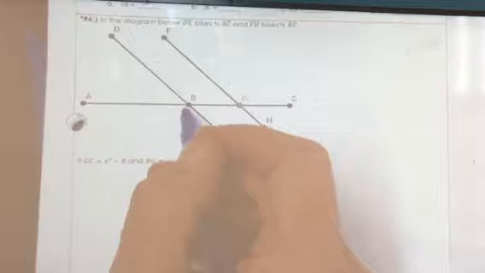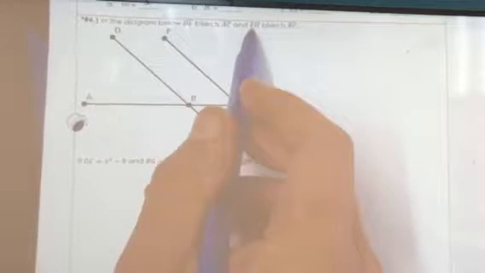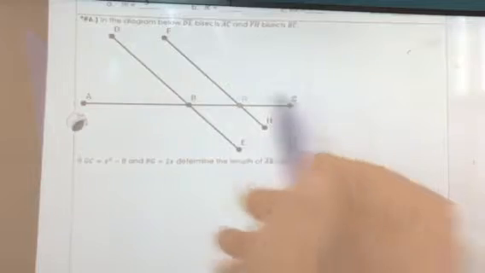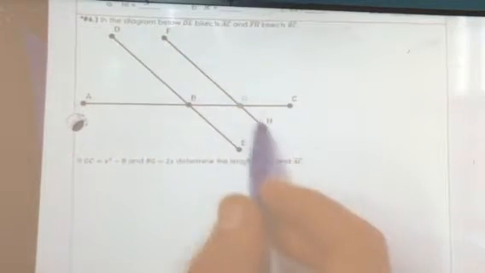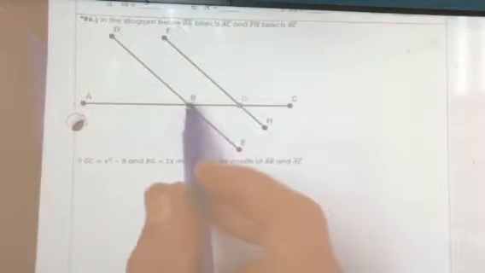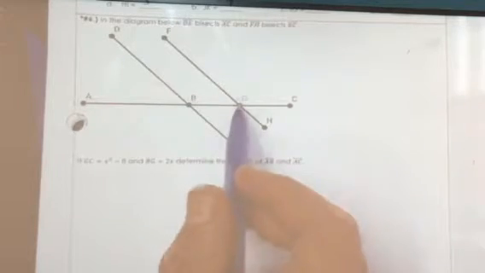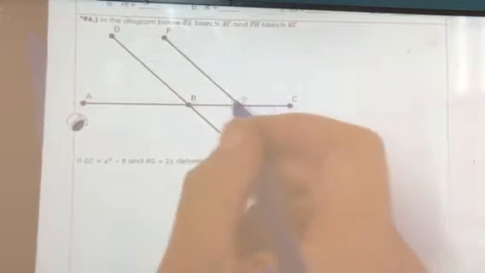In the diagram below, DE bisects AC. So DE cuts AC in half at B. We're saying that this is the same as this. And FH bisects BC. FH cuts in half BC at G.